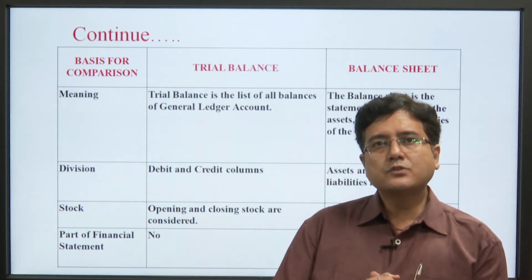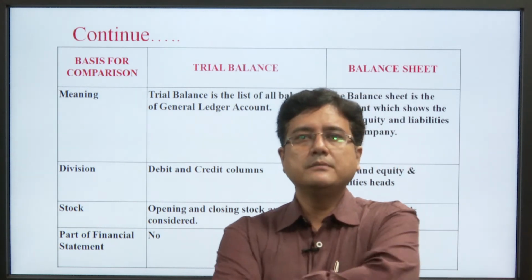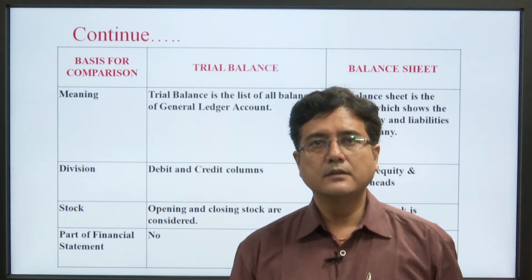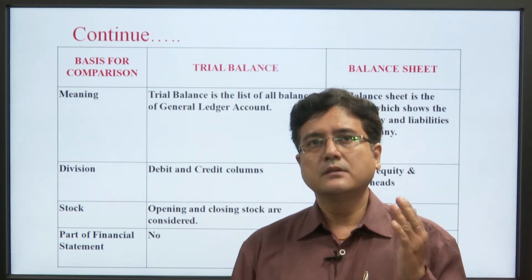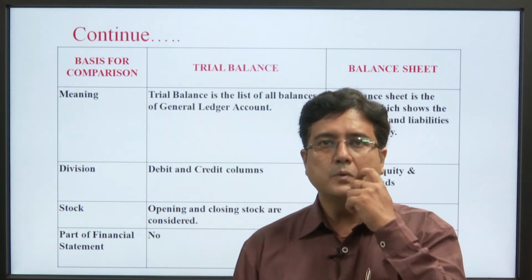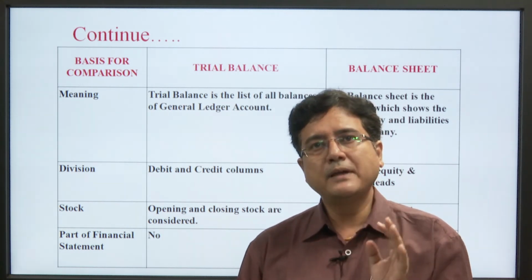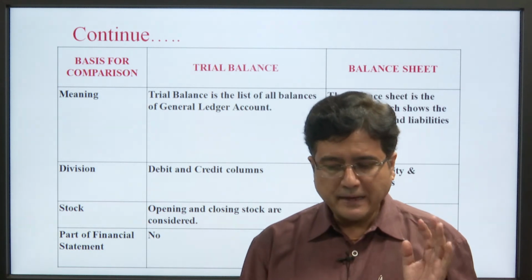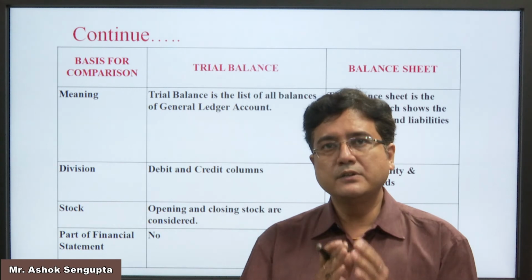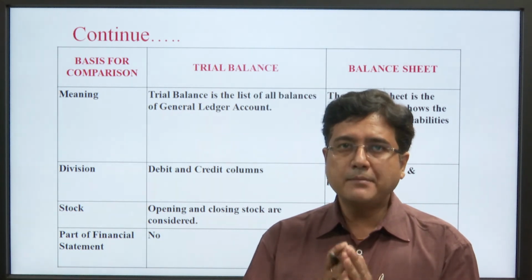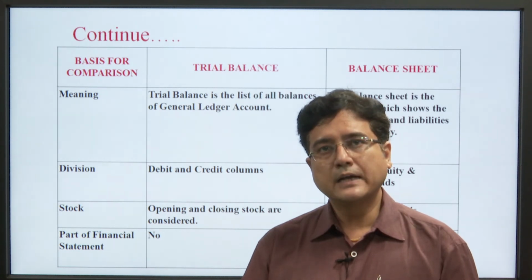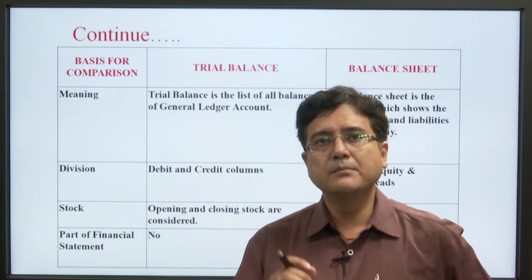Trial balance is a list of balances of general ledger accounts. It is a list of balances. ट्रायल बैलेंस दो मेथड से किया जाता है, डायरेक्ट टोटल मेथड एंड बैलेंस मेथड. So it is a list of balances in the trial balance. बैलेंस शीट इज द स्टेटमेंट विच शोज एसेट, लायबिलिटी एंड इक्विटी ऑफ द कंपनी.